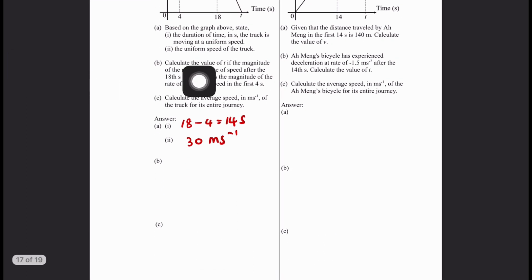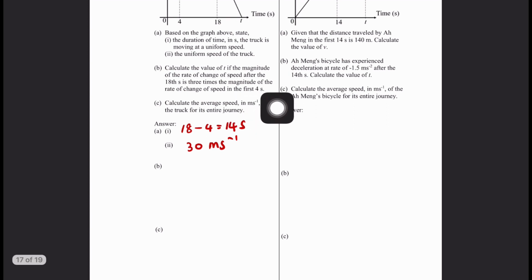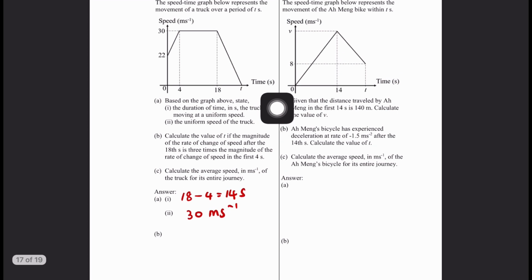Okay, calculate the value of t if the magnitude of the rate of change of speed after the 18 second is 3 times the magnitude of the rate of change of speed in the first 4 second. Pula ni tiba-tiba magnitude semua kan. Okay, tak perlu risau. Kalau dia nak kita compare ni, maksud dia rate of change of speed ni just apa, dia punya ni lah, dia punya gradient.